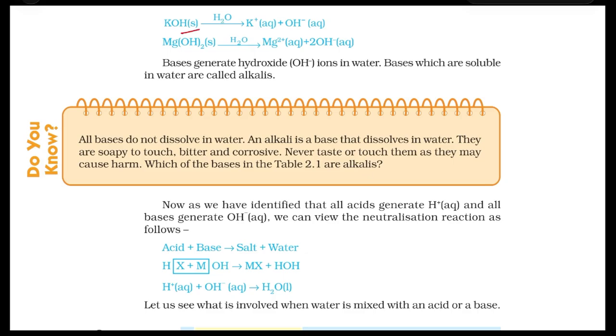Similarly, KOH solid with water will give K plus aqueous and OH minus aqueous. Magnesium hydroxide solid with water will give magnesium aqueous and OH minus aqueous. So bases generate OH minus ions in water. Bases which are soluble in water are called alkalis.